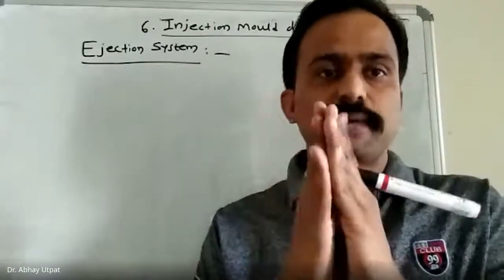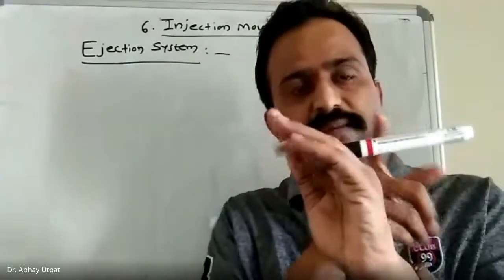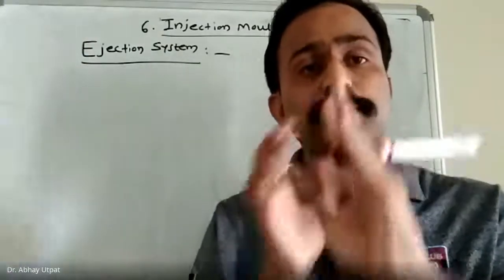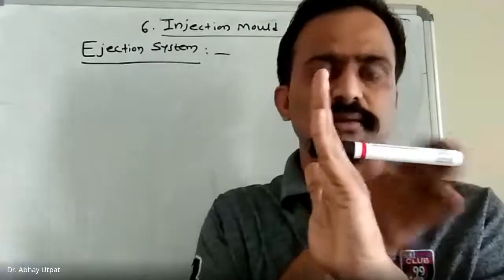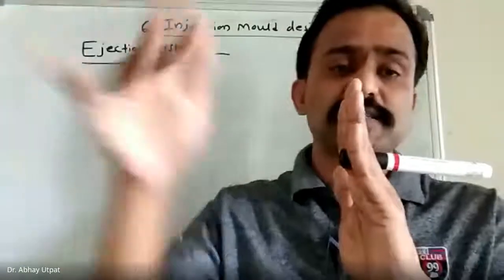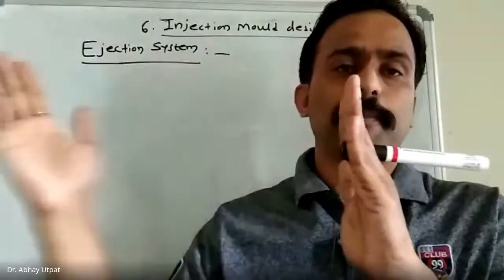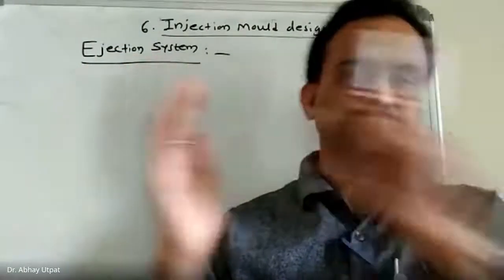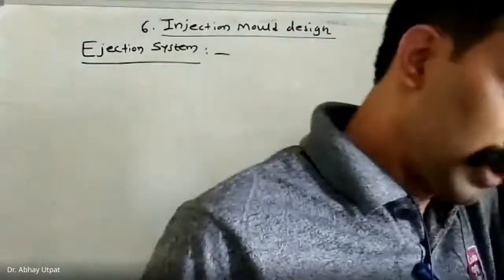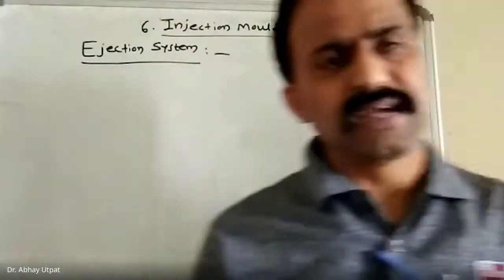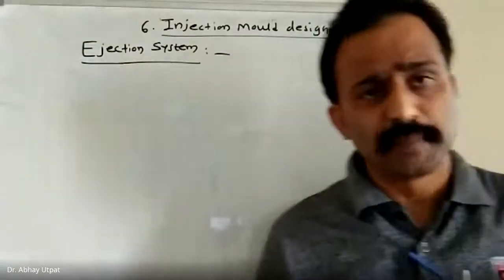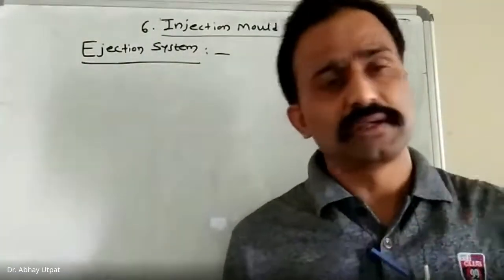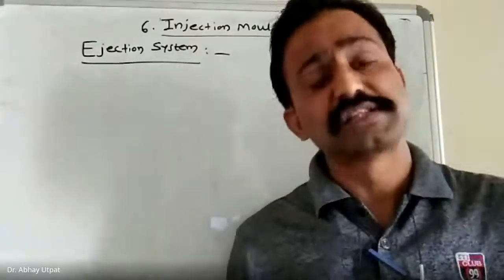I hope you are getting my point. The injection mechanism, the machine nozzle, is fitted to the fixed half because you can't move the machine. But the ejection mechanism is fitted in the movable half. So once this part comes backside, then you can remove your component. This I said majoritarily; sometimes there may be change, depending upon availability, because you can't move the injection machine.